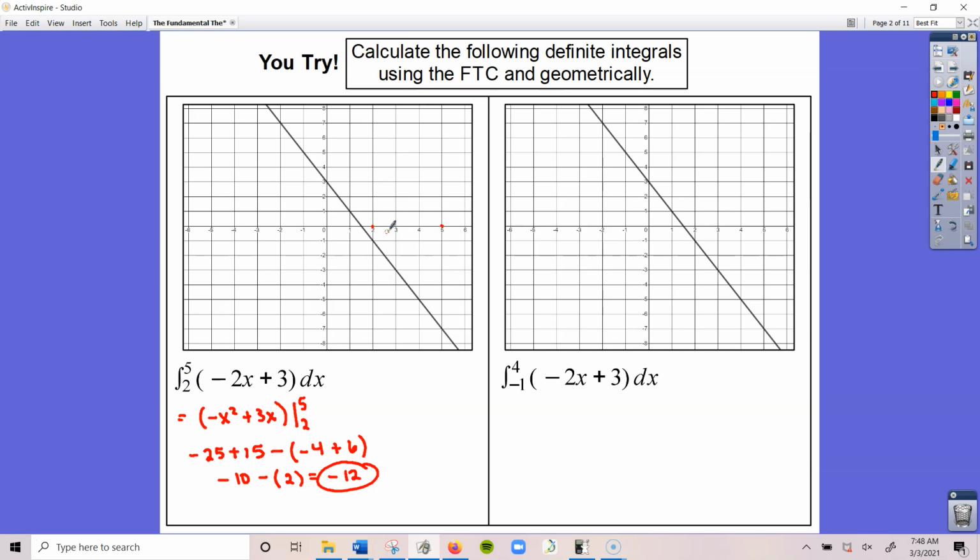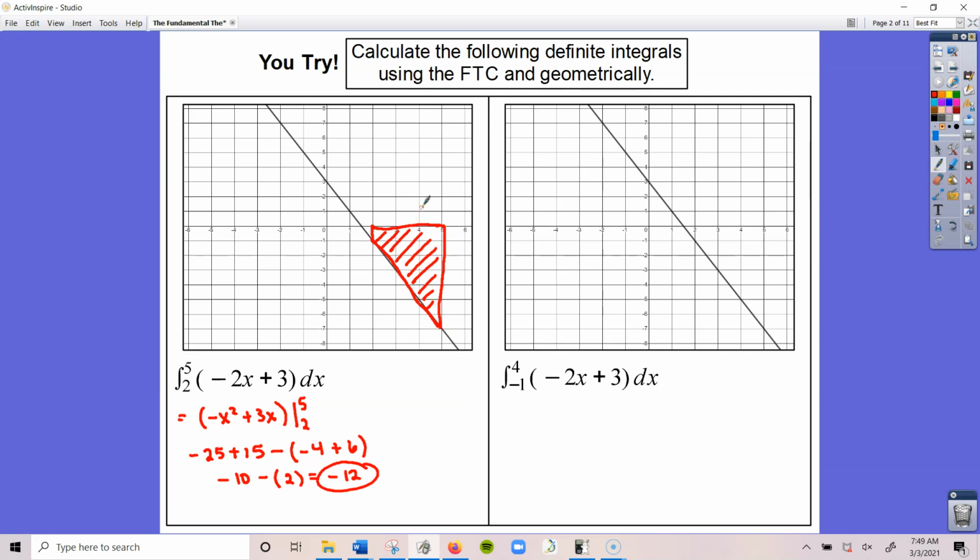Remember that the area is determined by the x-axis and the graph. So we can see here that this trapezoid, which is the same trapezoid that we had earlier, is now on the other side and below the x-axis. So if the area that you're calculating is below the x-axis, that means that we would have a negative area.